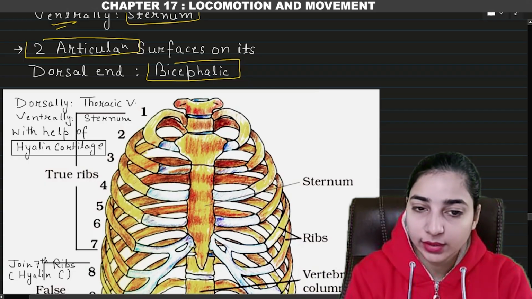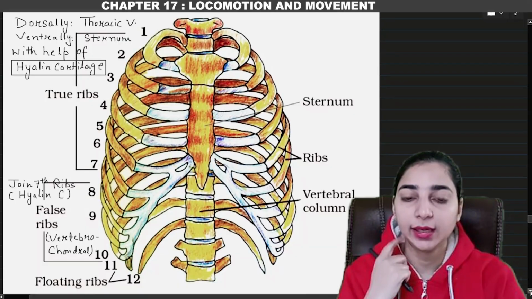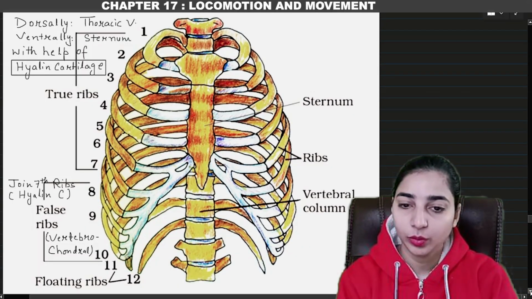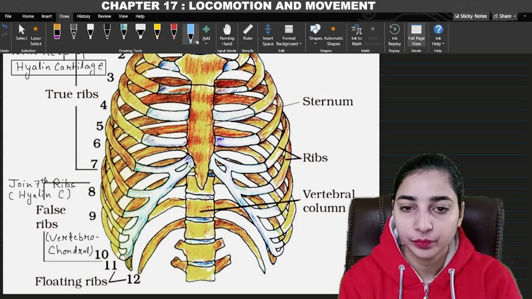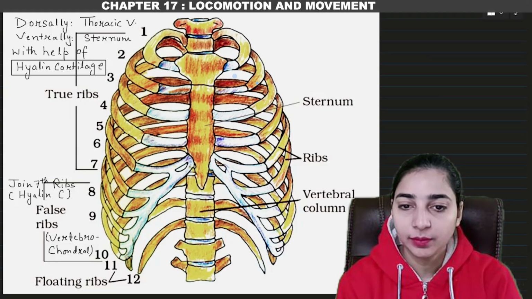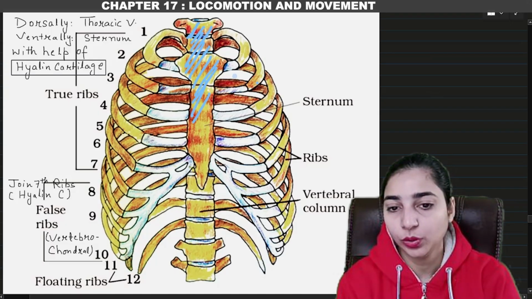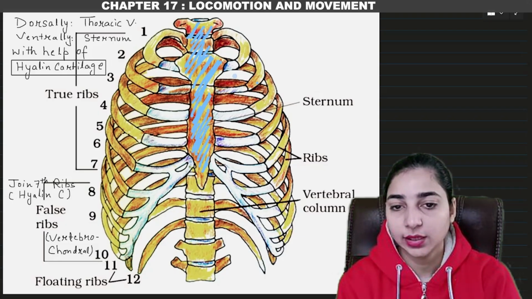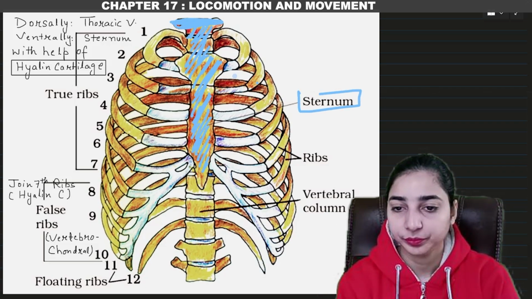Now let's have a look at this diagram. This diagram will explain you everything. This is a self-explanatory diagram. You can see all the 12 pairs of ribs here. This front bone that I am going to shade in the blue color is the sternum. So can you see this blue colored flat bone on the front side? This is the sternum. This is T-shaped like this. So this T-shaped bone is sternum.